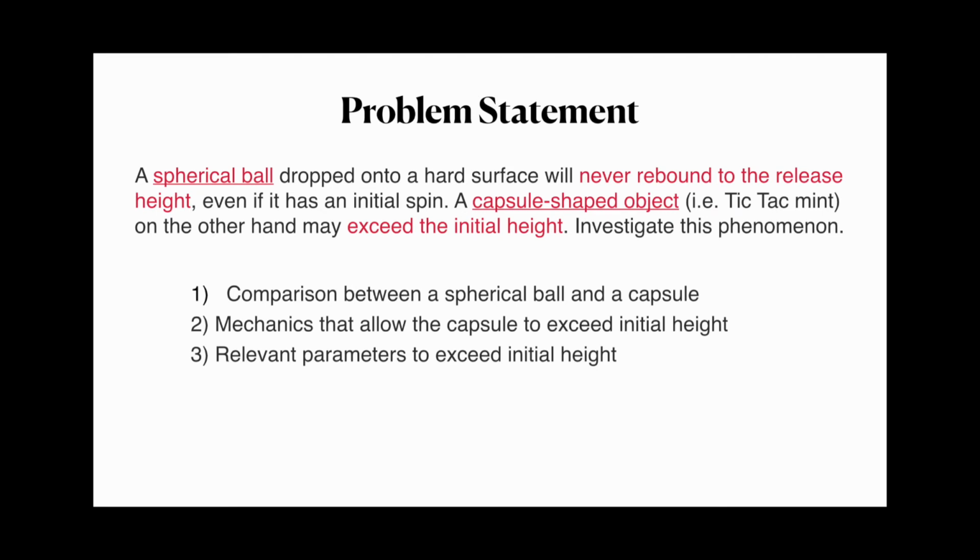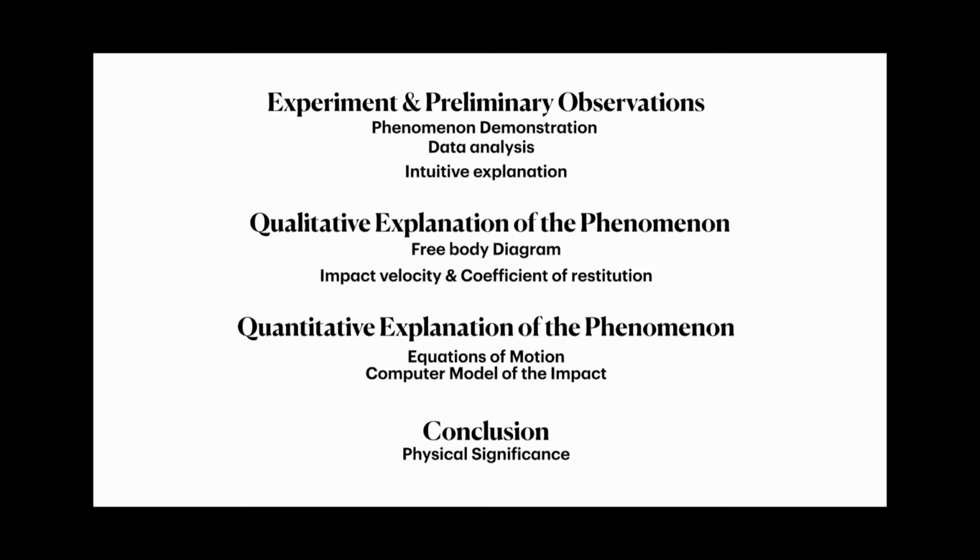So the problem statement states that a spherical ball dropped onto a hard surface will never rebound to the release height, even if it has an initial spin. A capsule-shaped object, for example a tic-tac mint, on the other hand, may exceed the initial height. Investigate this phenomenon. So first off, I want to make a comparison between a spherical ball and a capsule. Then I want to talk about the mechanics that allow the capsule to exceed its initial height, and finally investigate the relevant parameters.